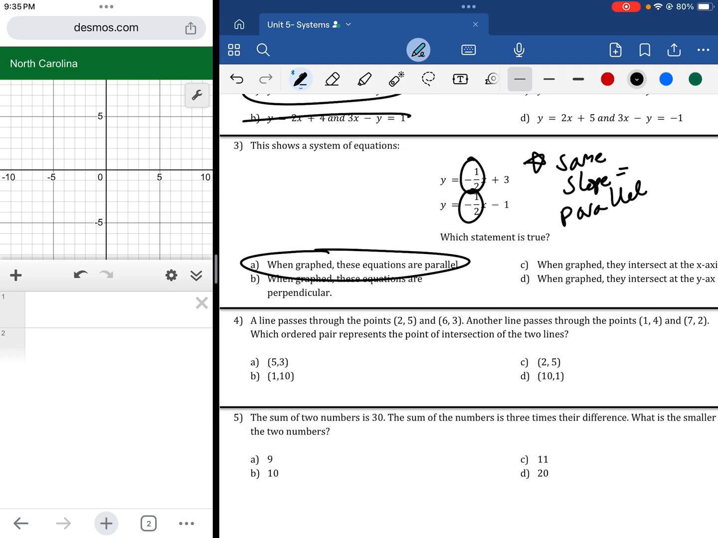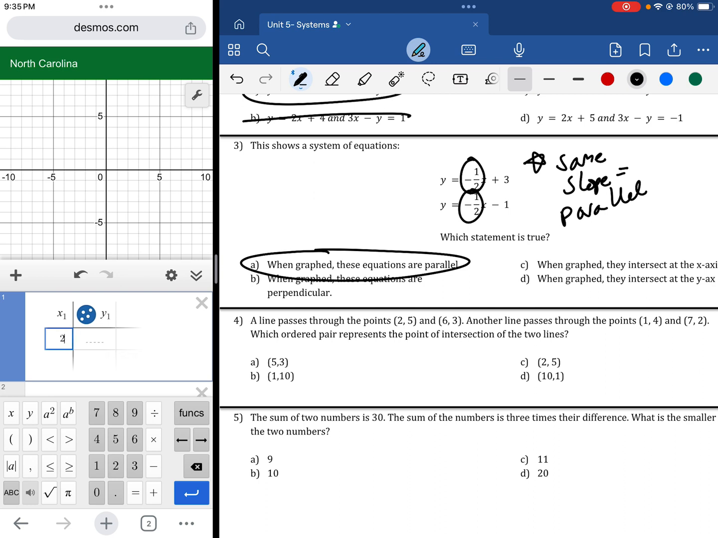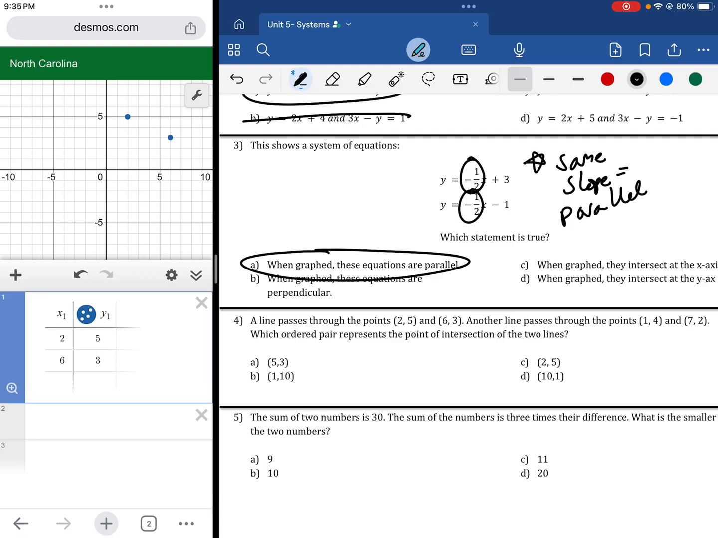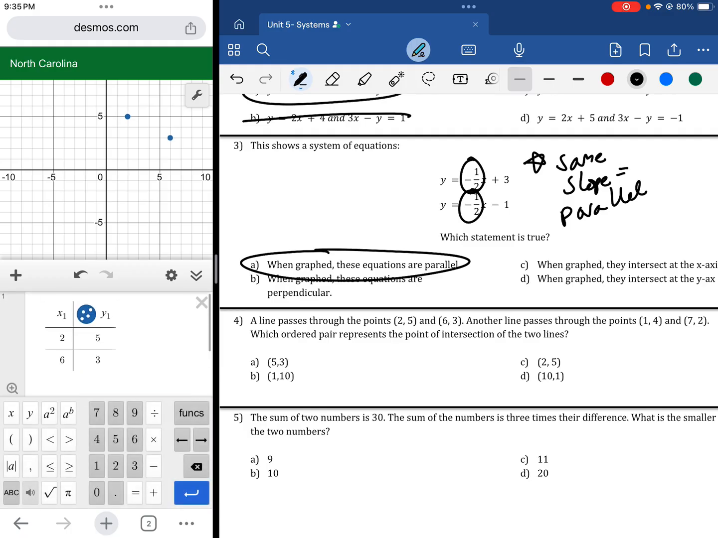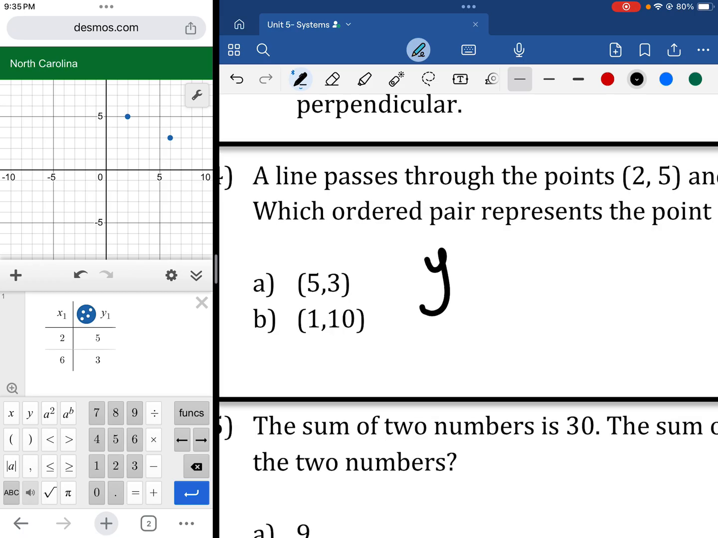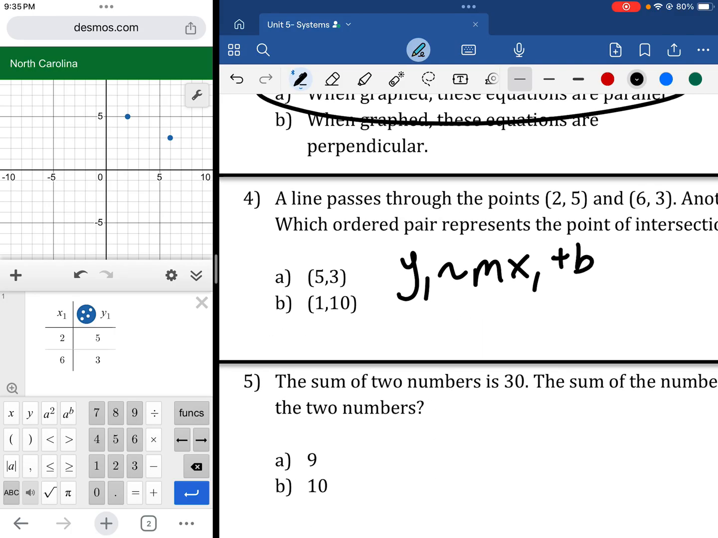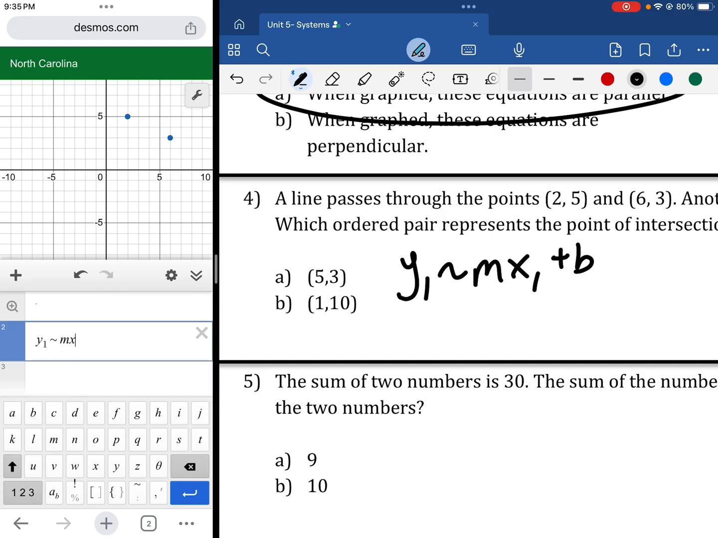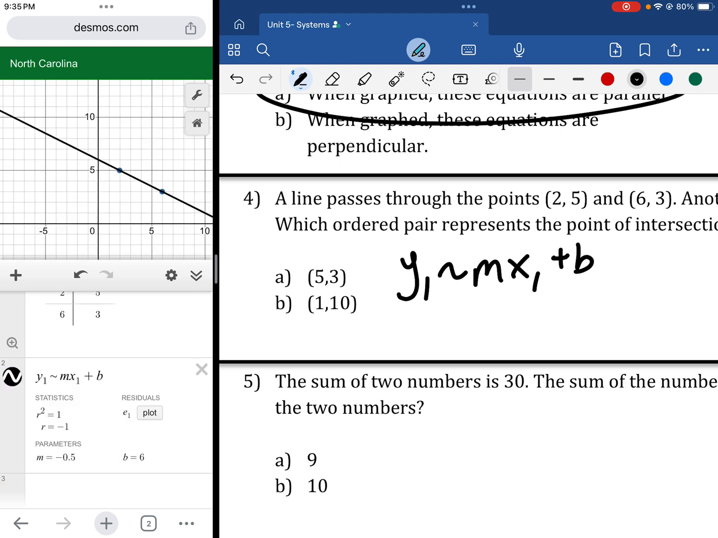Well, we can make an equation of a line on Desmos if we hit the little plus sign, put in our table, and put in our points. So (2, 5) and (6, 3). Now I hope we remember what we need to put into Desmos, but I'll write it on here for us. y1 squiggle mx1 plus b. So I'm going to go down here and put it in our Desmos. y1, get our little squiggle, and we have mx1 plus b. So there's our first line.